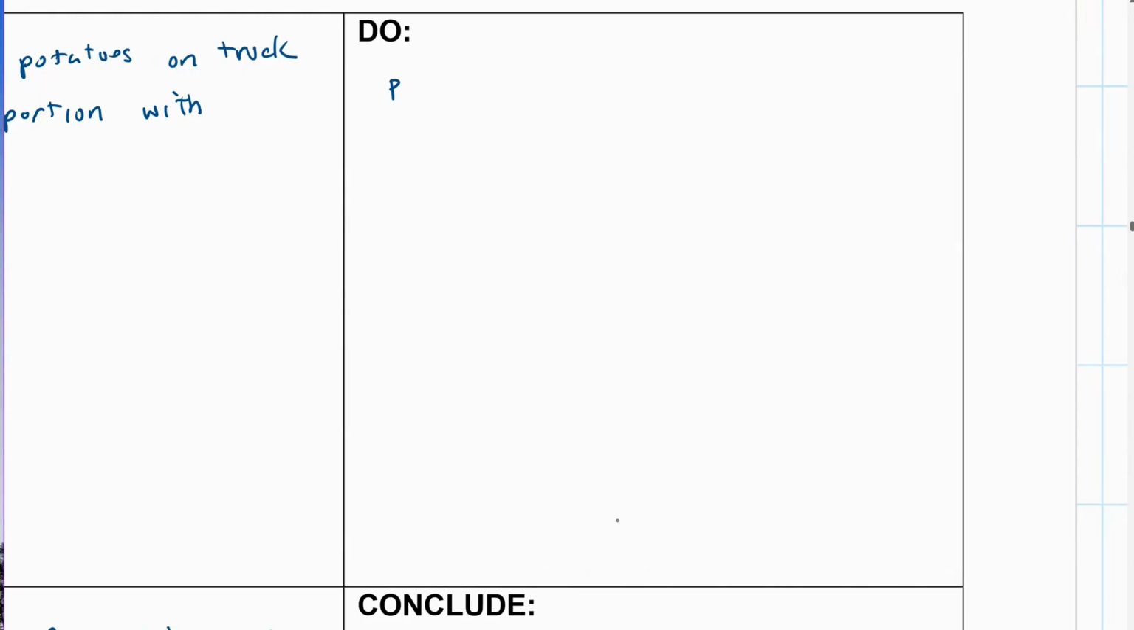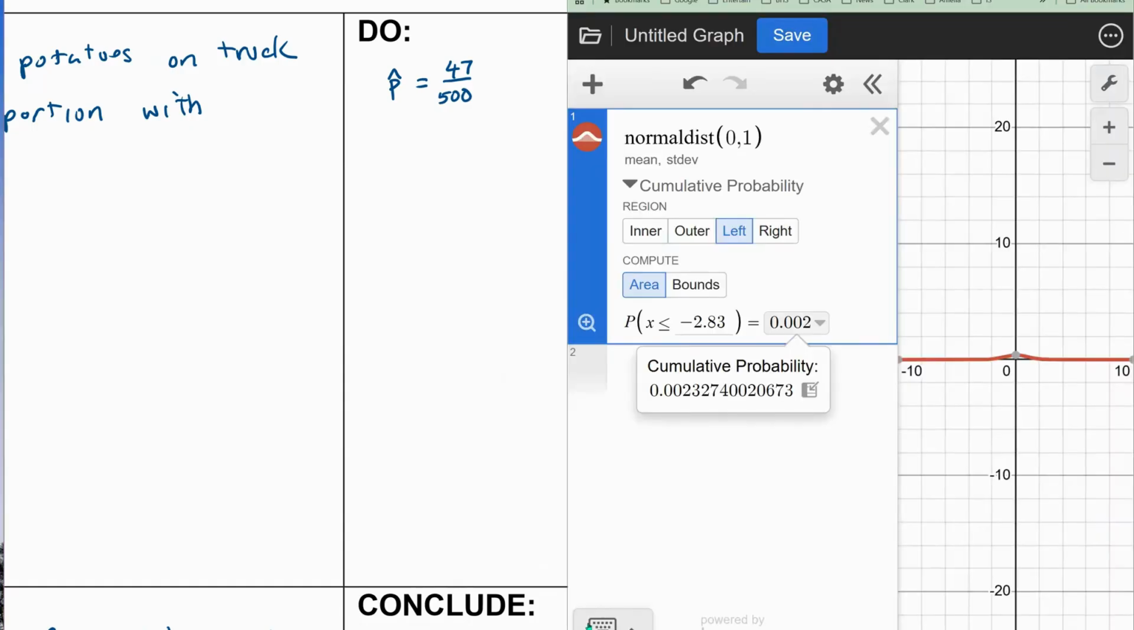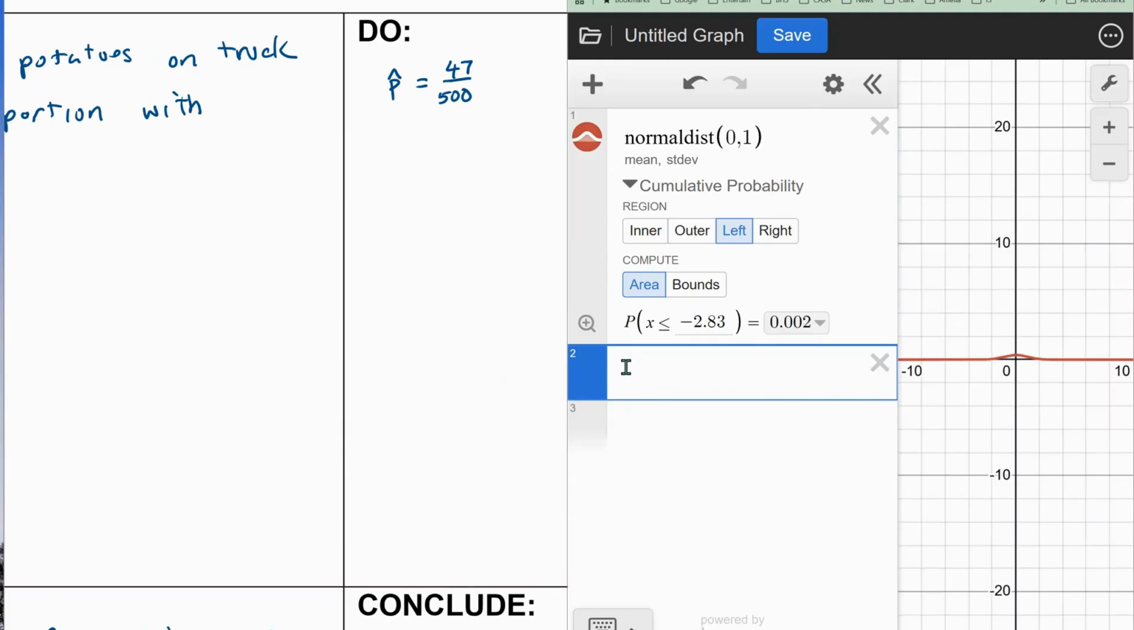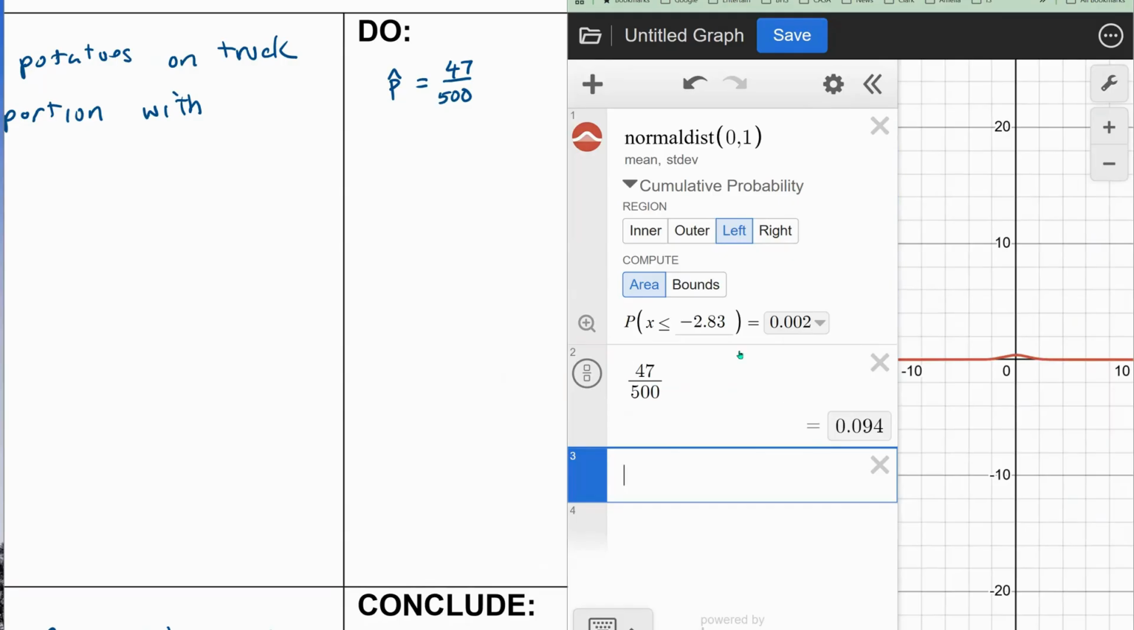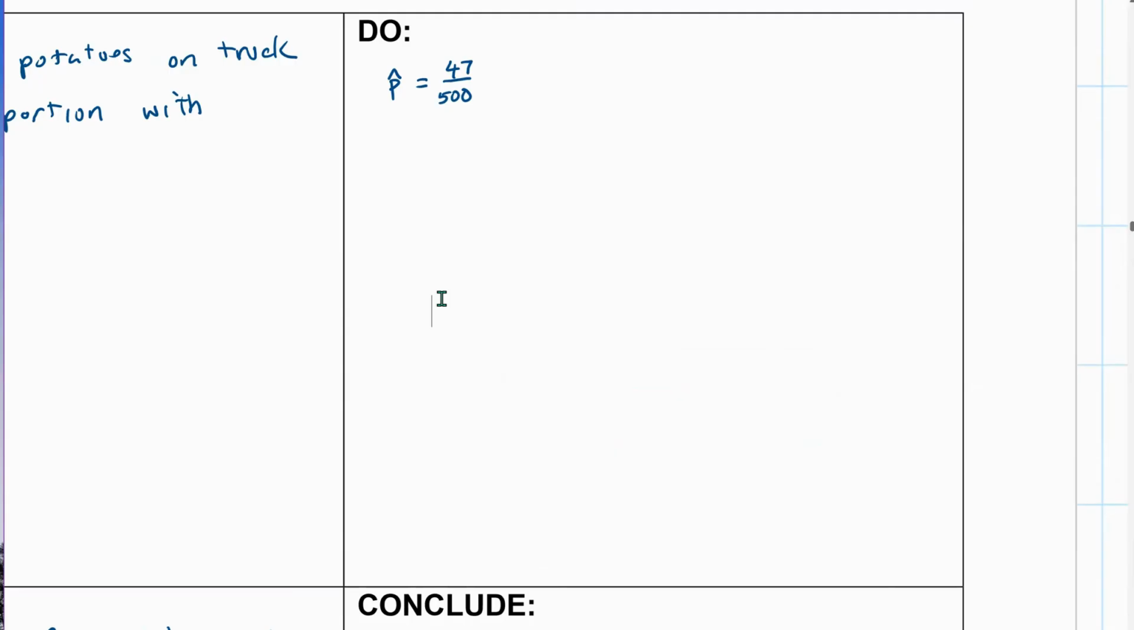A couple of things that we're going to need to do is, first of all, find out what that p-value is. So what is the p-value for 47 out of 500? And if we, again, switch over to Desmos, go ahead and say, all right, I need to know 47 out of 500, and it's 0.094. Let me put that down. 0.094.